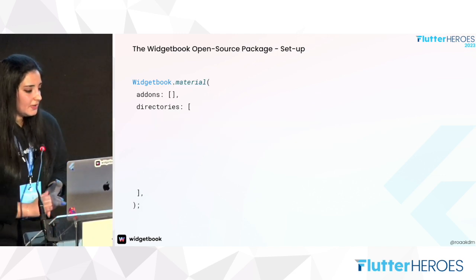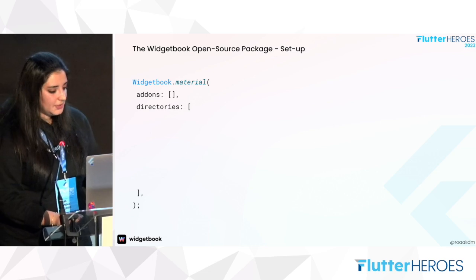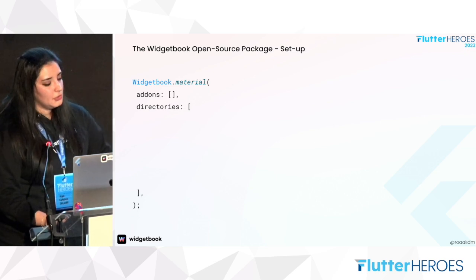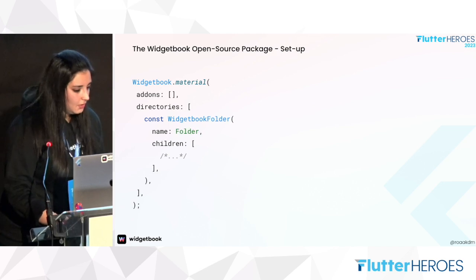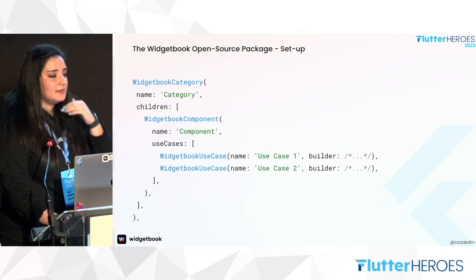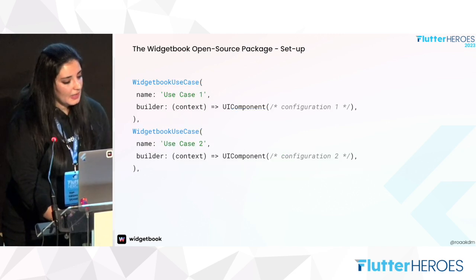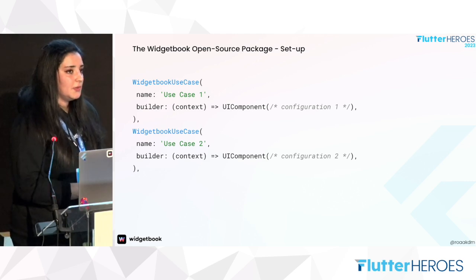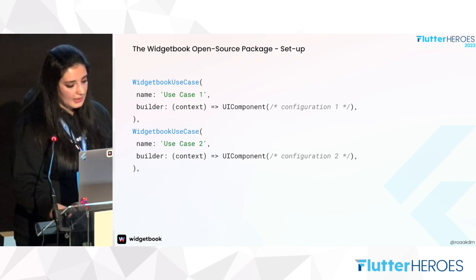And to start setting it up, to start seeing stuff on your Widgetbook, you need to start with directories, which is where you can organize your components into use cases. You can organize them in a Widgetbook package, or a folder, or a category. The most important thing is that the final level will be a Widgetbook component that has use cases. And use cases simply have a builder that returns the widget that you're testing. So we're finally at the component that you're actually testing and seeing how it looks.